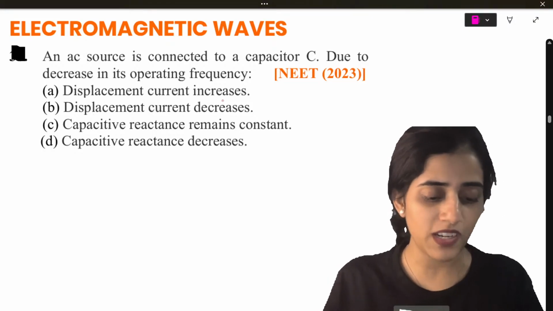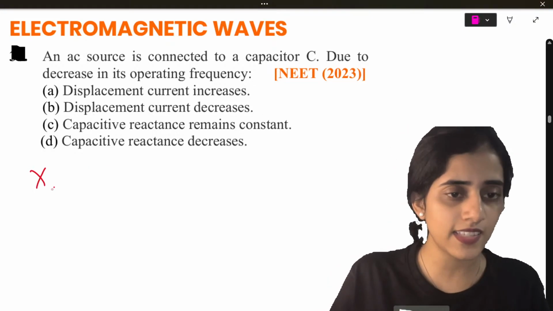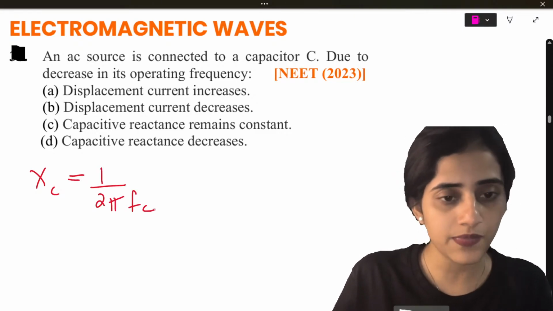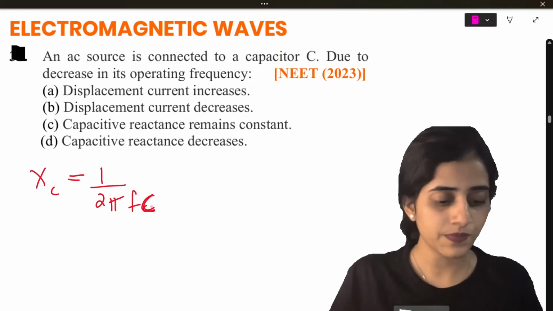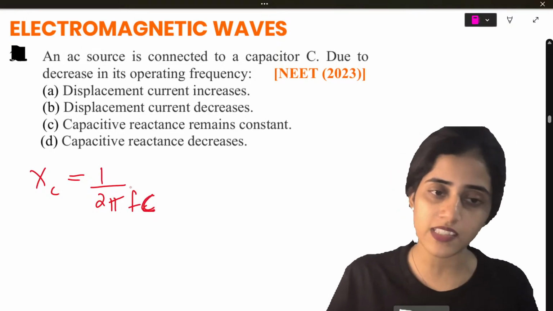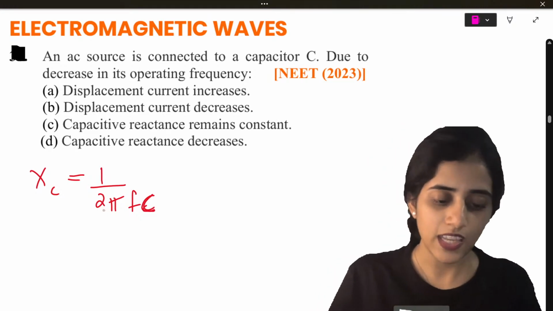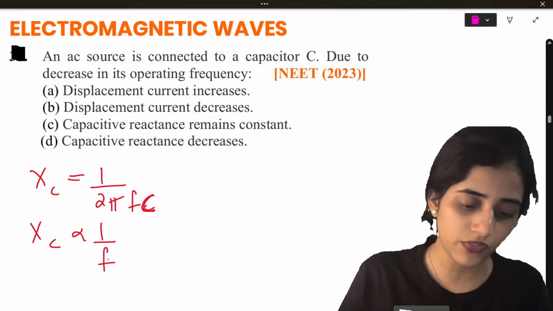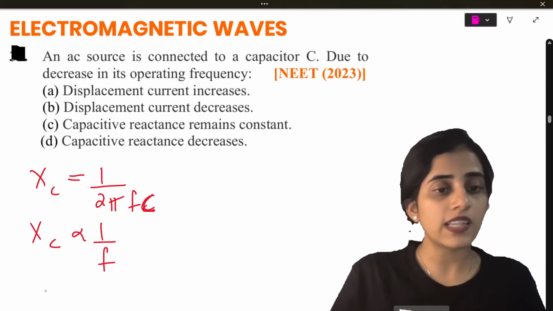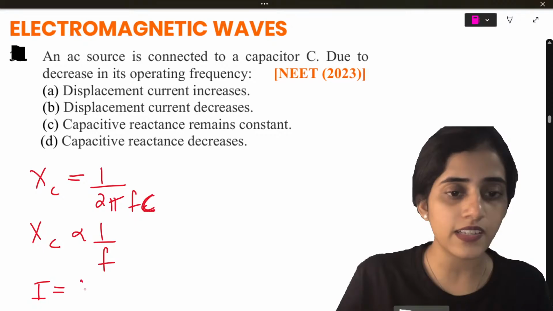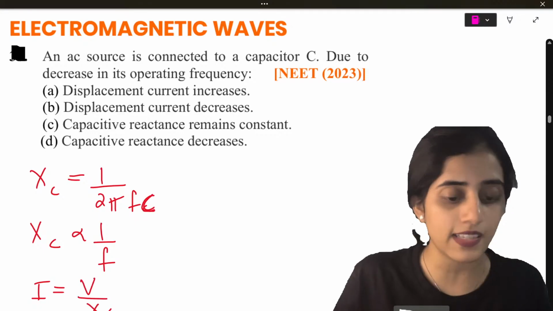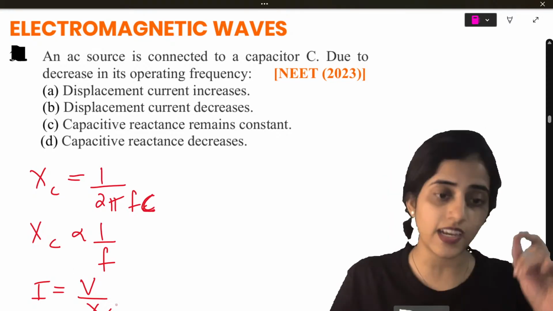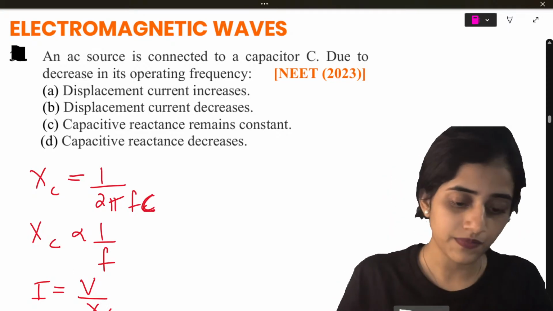So let's write down the formula first. I know that XC is 1 by 2 pi FC. XC is the capacitive reactance, F is the frequency, C is the capacitance. So from this I know XC is proportional to 1 by F. So what will the current be? Current is voltage by XC. So when XC increases, current should decrease. They are inversely proportional.